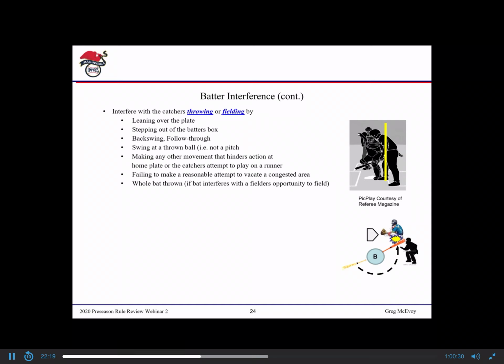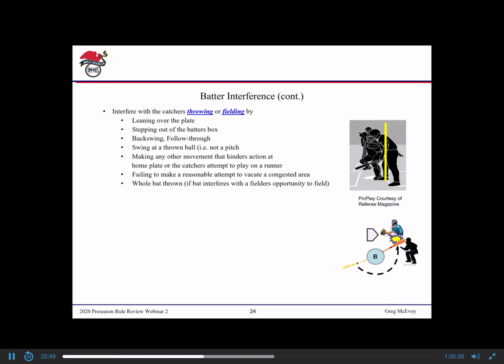When the pitcher has not engaged on the pitcher's rubber and he throws it to the plate, like for instance in a squeeze play, and the batter attempts to hit the throw, that's not a pitch, it's a throw, that's interference. Or he's just generally making any other types of movements that hinders the action around home plate, or the catcher attempts to play on a runner on any one of the bases.